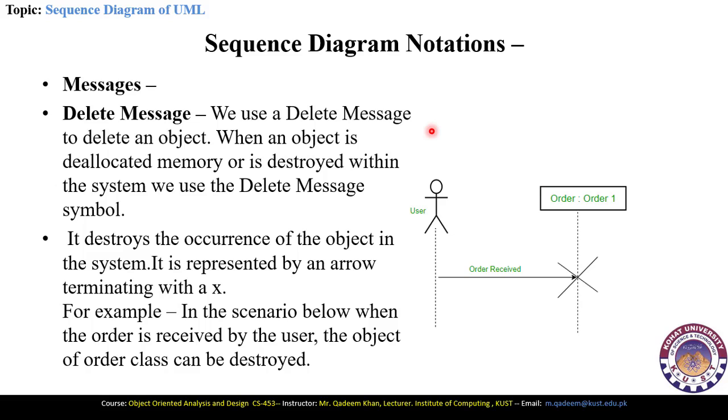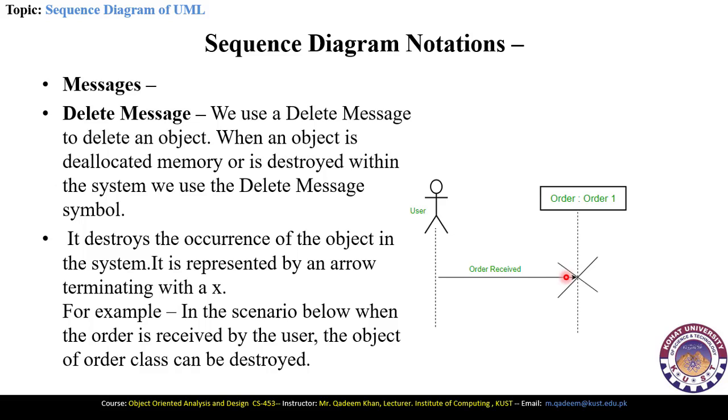The message will be deleted when the message is completed or the processing has been completed. For example, when the order is received, then the order's received message will be deleted, because in this way it will be required to deallocate the memory so that the system becomes very much efficient. So when we use a delete message to delete an object, then the object is deallocated from memory or it is destroyed within the system.